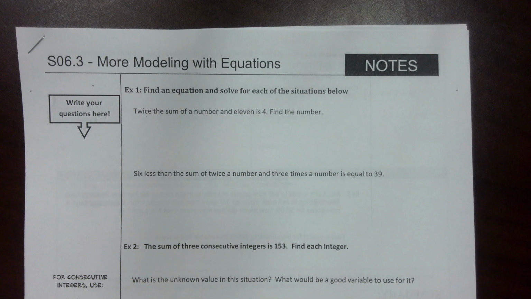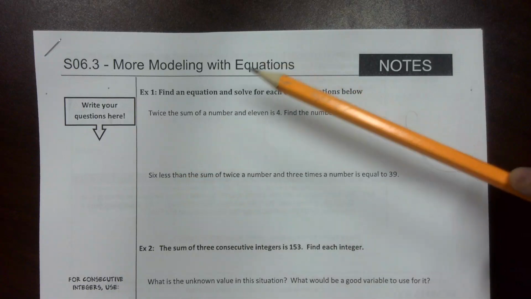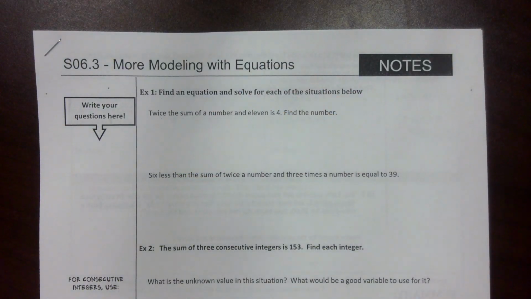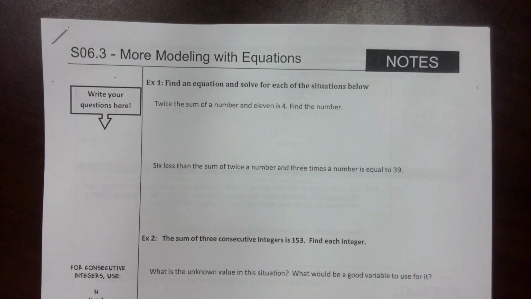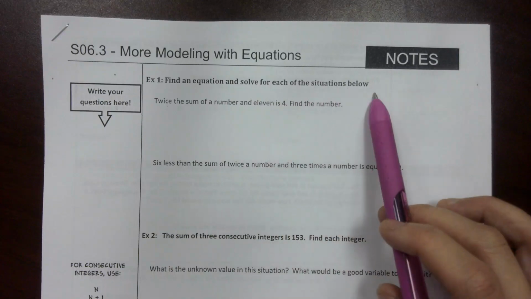Right. So we're doing more modeling with equations. So this one is, right, we know modeling. We're turning word problems into math. So we're not doing anything new in terms of the math. We're doing a lot of the same thing from 6.1 and 6.2, but now we're going to specialize in word problems. Okay, so for example 1, find an equation and solve for each of the situations below.